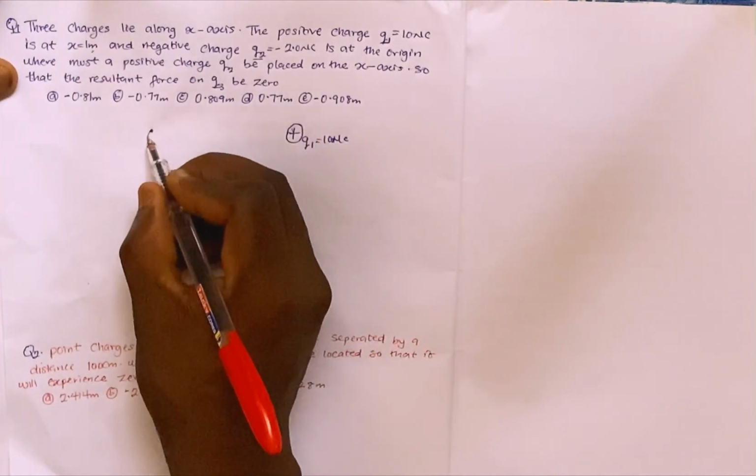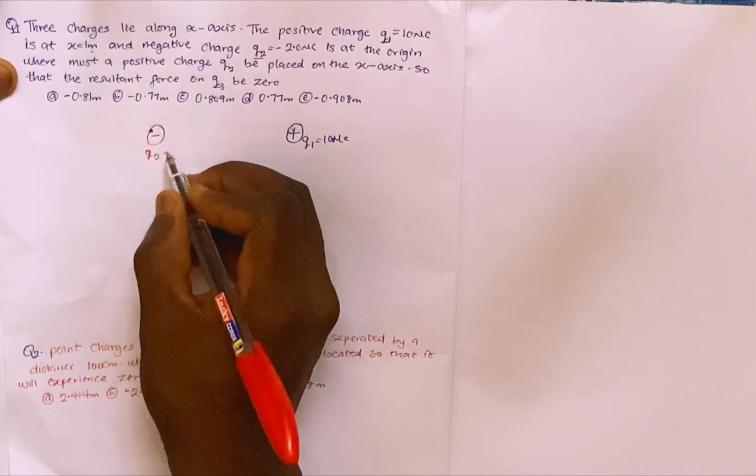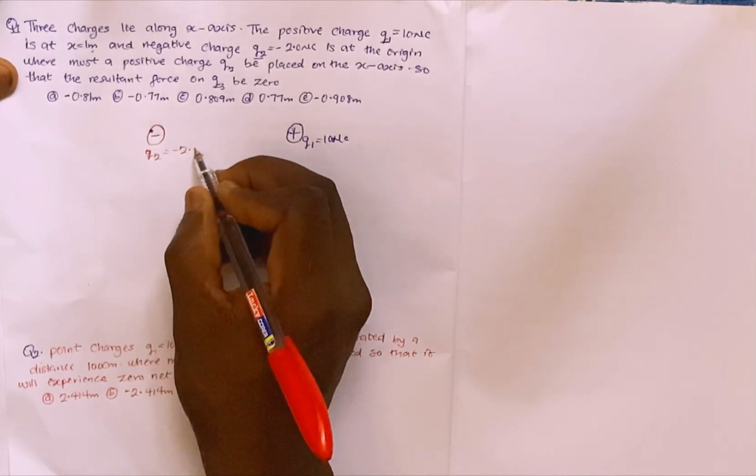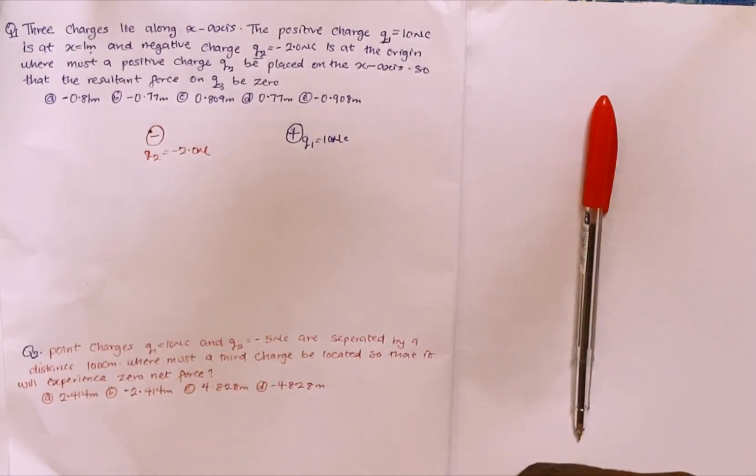That means my negative charge should be placed here. I'm having negative charge here, which is my Q2, and that equals negative 2.0 microcoulomb. Now the question asks, where must the positive charge Q3 be placed on the x-axis so that the resultant force on the Q3 will be 0?